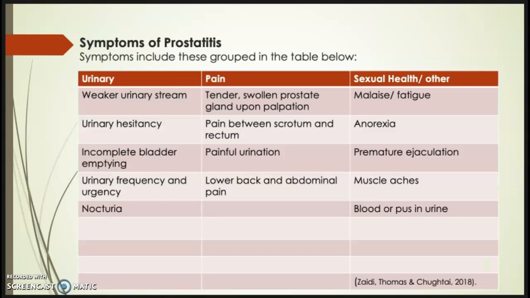These are the symptoms of prostatitis. These are grouped in the table below by urinary, pain, and sexual health. Urinary symptoms include a weaker urinary stream, urinary hesitancy, incomplete bladder emptying, frequency, urgency. Pain includes tender, swollen prostate, pain between the scrotum and rectum, painful urination, lower back and abdominal pain. Sexual health includes malaise and fatigue, anorexia, premature ejaculation, muscle aches, and blood or pus in the urine.